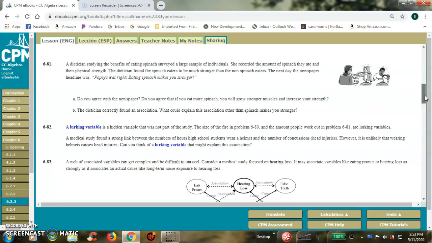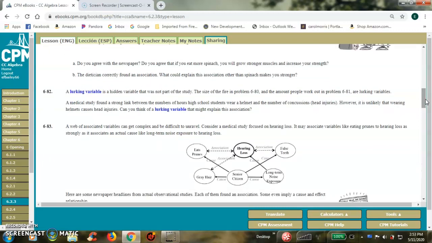All right, so that brings us to the important term in this lesson, and that is lurking variable. So a lurking variable is a hidden variable that was not part of the study. The size of the fire in problem 680 and the amount people work out in problem 681 are lurking variables.